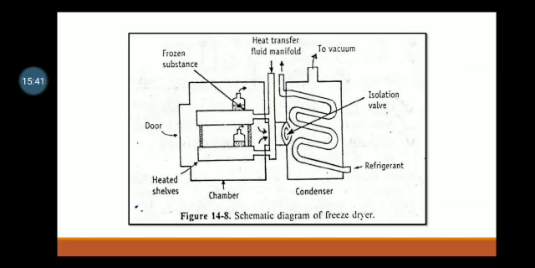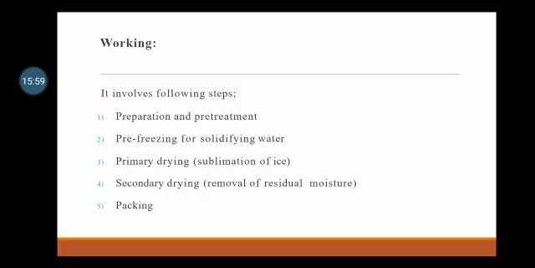This is the schematic diagram of freeze dryer. It consists of heated shelves, door, frozen substance, heat transfer fluid manifold and pass through vacuum, isolation valve, refrigerant and condenser below chamber. Working, it involves following steps: preparation and pre-treatment, pre-freezing for solidifying water, primary drying, that is sublimation of ice, secondary drying, removal of residual moisture, and packing.